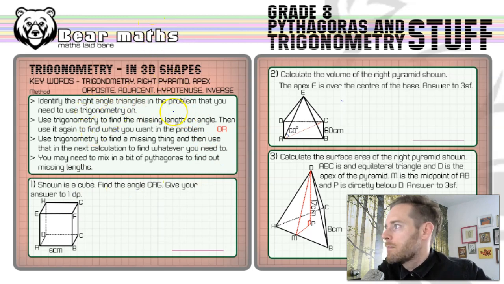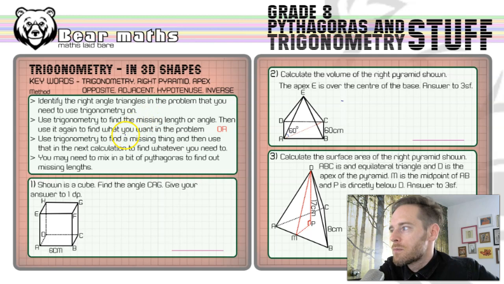Now, in the method, it states you need to identify the right-angled triangles in the problem that you need to use trigonometry on. So you get a 3D object and you need to slice it into right-angled triangles to work stuff out. We're going to use trigonometry to find the missing length or angle, potentially, then use it again to find what you need in the problem, or we're going to use trigonometry to find a missing thing and then use that in the next calculation to find whatever it is that we need to. Could be a volume, a surface area, or something like that.